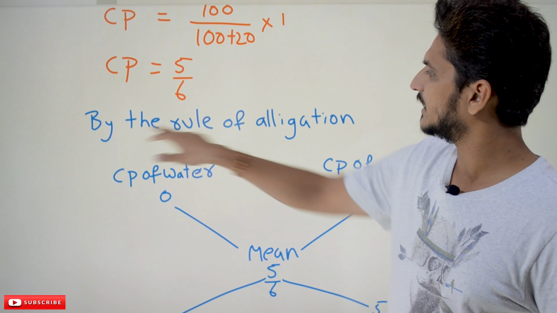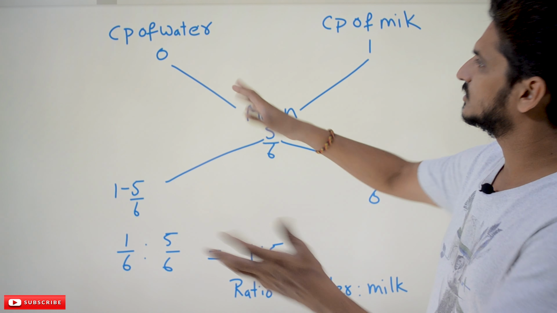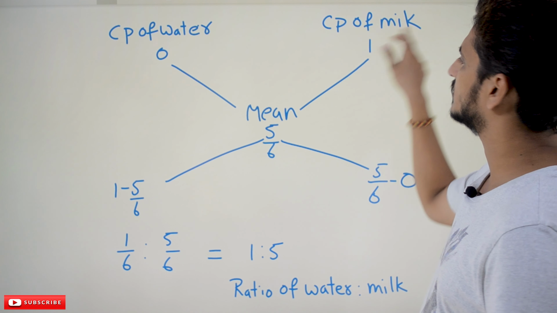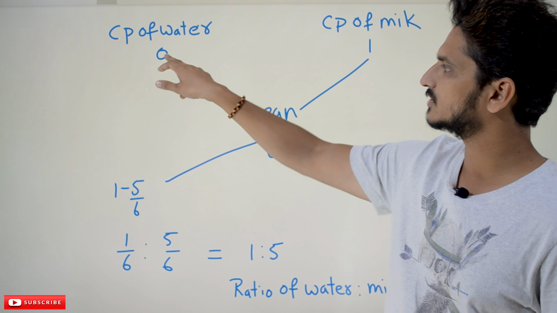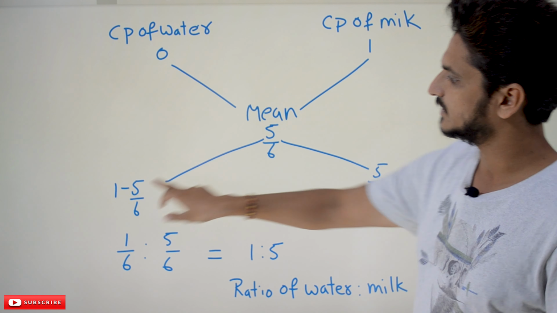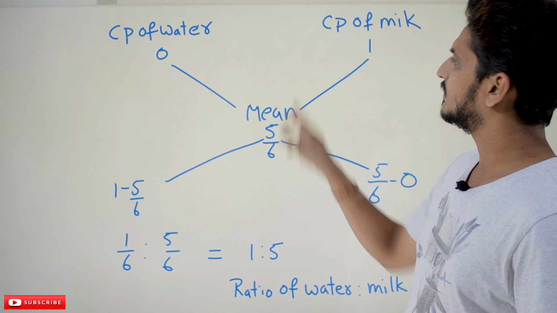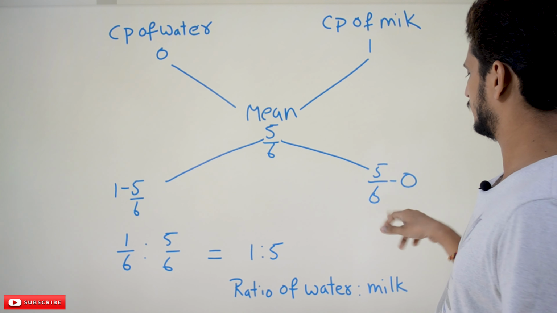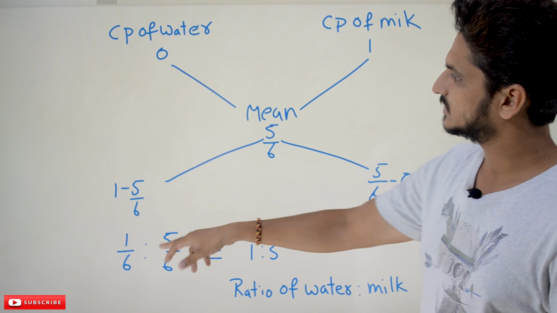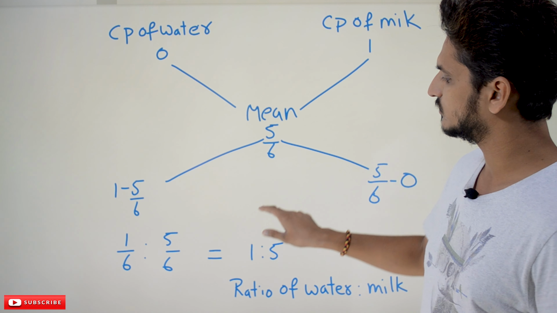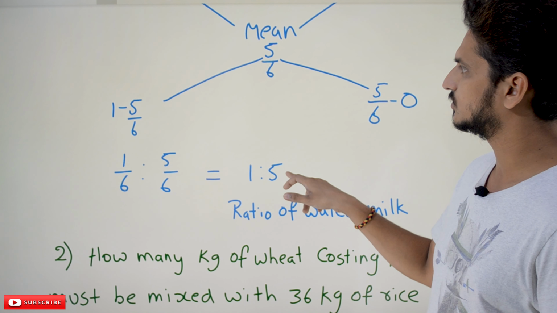So by the rule of alligation, see this diagram: cost price of water, cost price of milk. What is the cost price of water? 0. What is the cost price of milk? 1. What is the mean price of the mixture? 5 by 6. Write 1 minus 5 by 6, which is 1 by 6, and 5 by 6 minus 0, which is 5 by 6. So 1 by 6 is to 5 by 6, which means 1 is to 5.